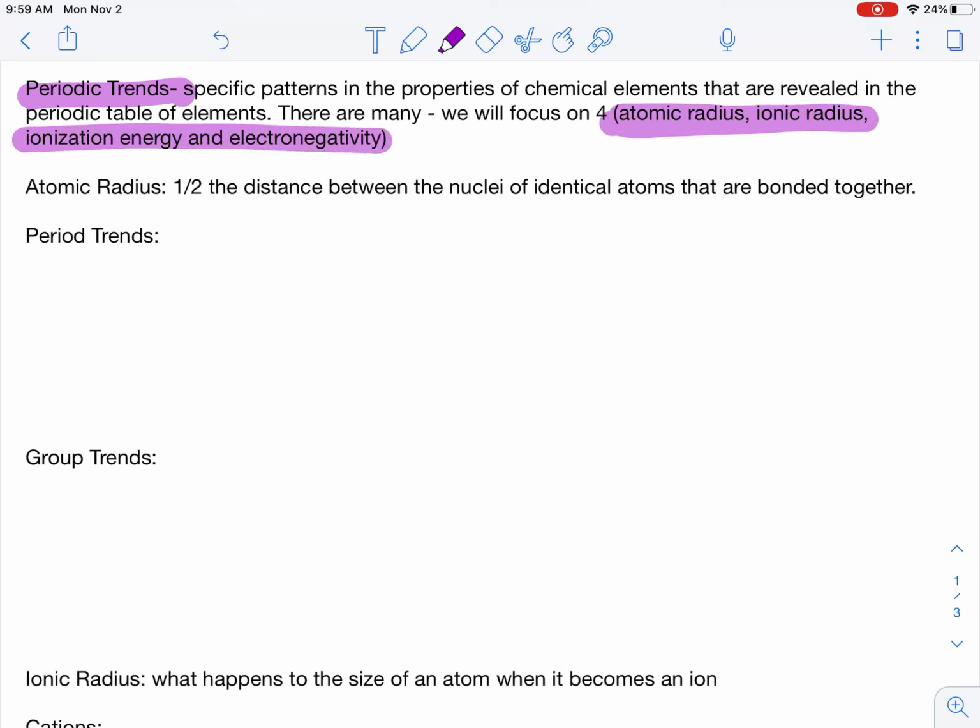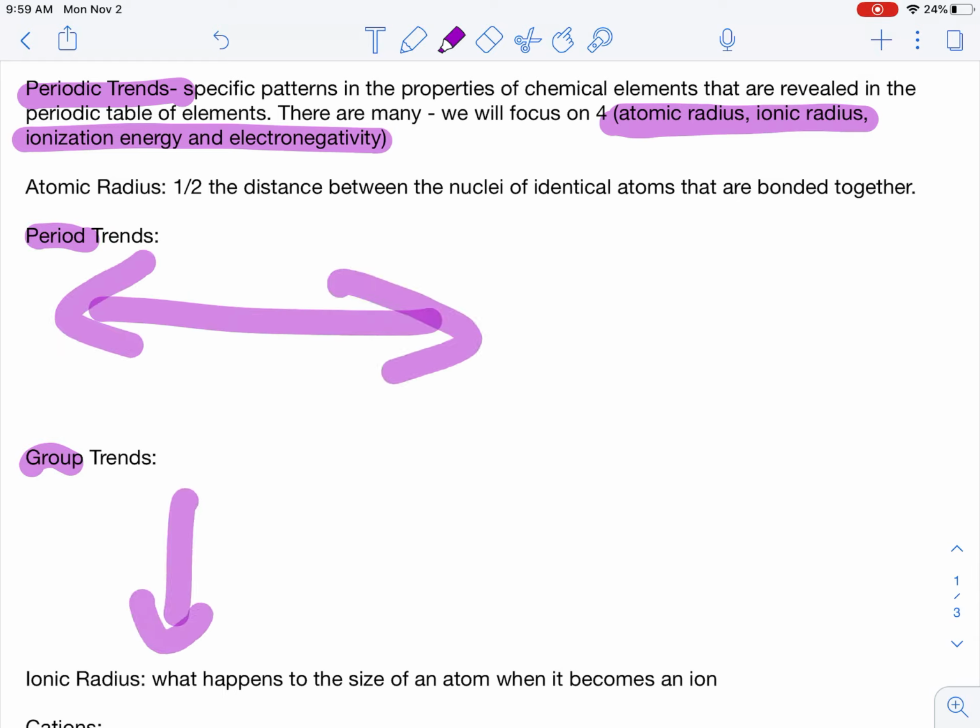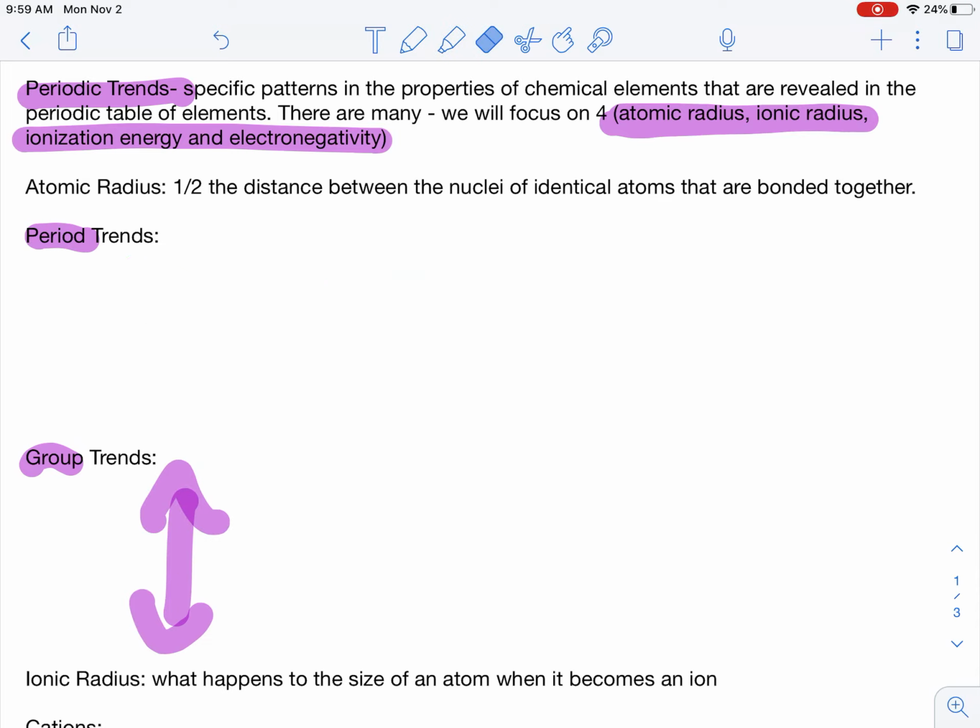There are trends, and by trends I mean period trends and group trends. Remember that periods are from left to right, and groups are top to bottom. That's just what they're called. And we're going to define them, talk about them. Hopefully they make sense to you.